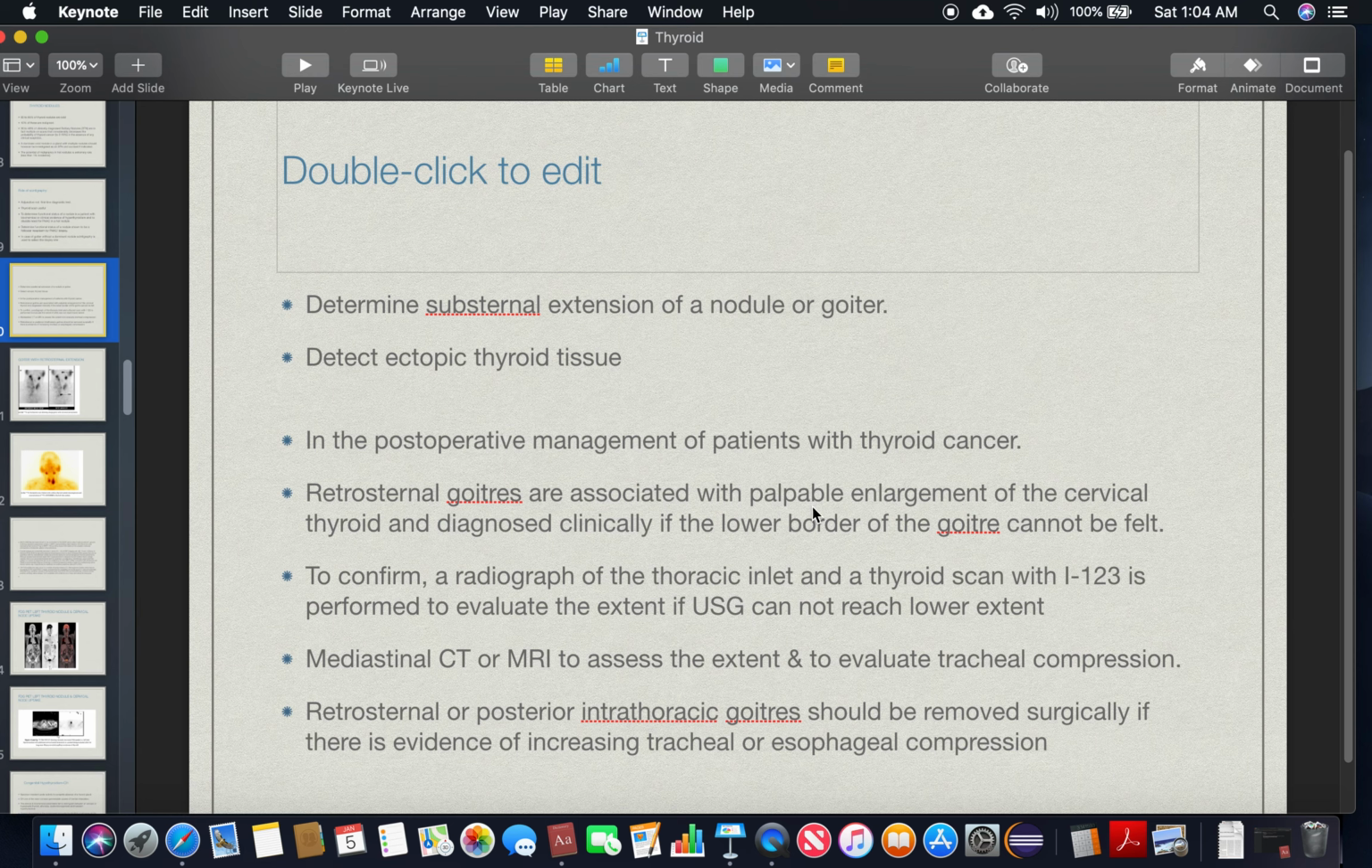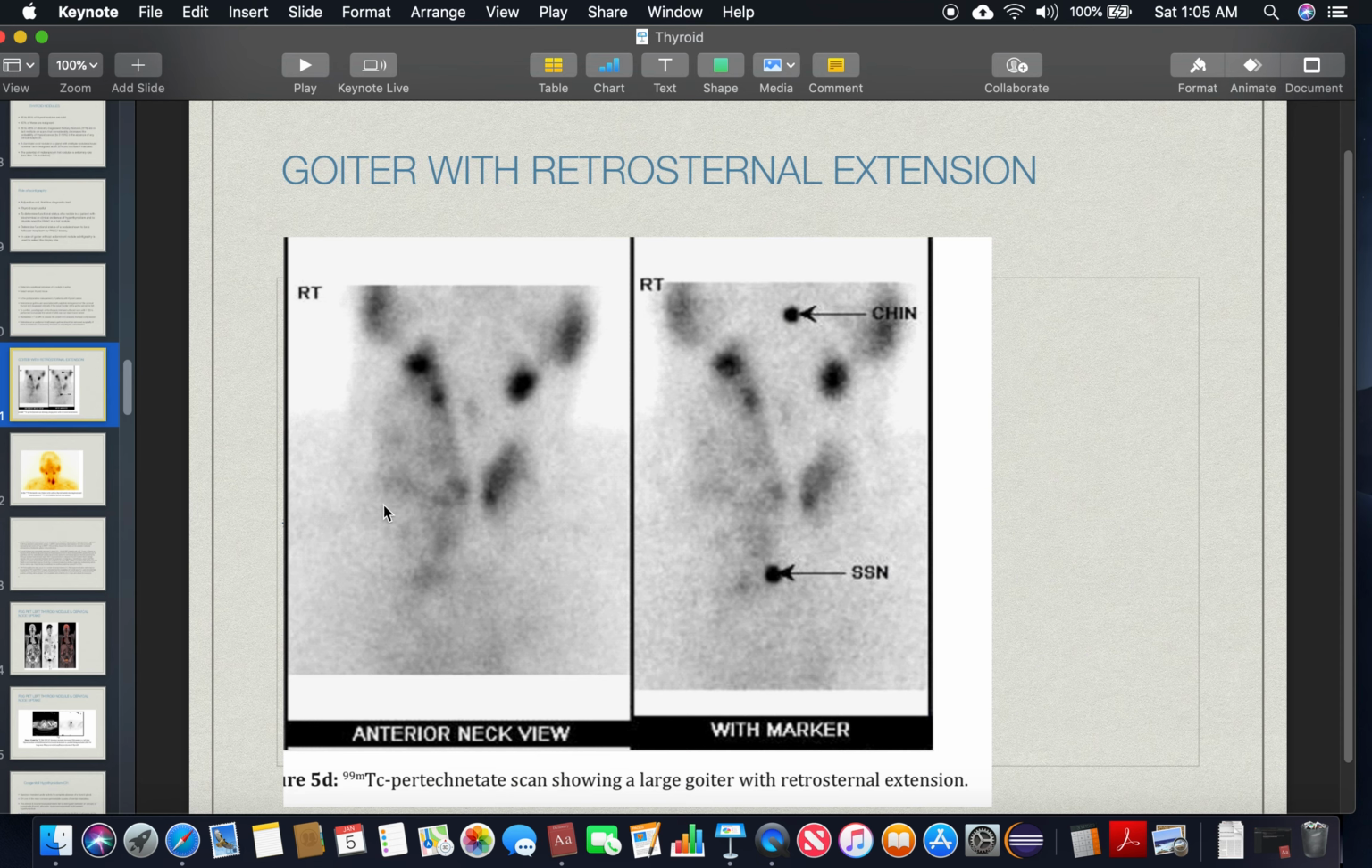Now, retrosternal goiters are associated with palpable enlargement of the cervical thyroid and diagnosed clinically if the lower border of the goiter cannot be felt. To confirm, you can do an X-ray chest or a CT scan, and then you can do an iodine 123 scan. You can certainly use MRI, or these can be incidentally discovered on MRI or CT scan.